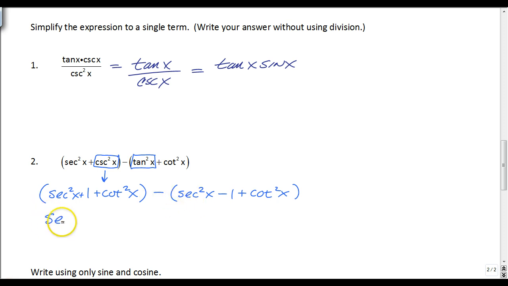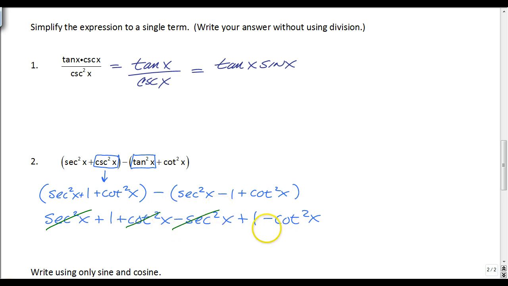So this is going to give you secant squared x plus 1 plus cotangent squared x minus secant squared x plus 1 minus cotangent squared x. And our positive secant squared and negative secant squared will cancel. Our positive cotangent squared and negative cotangent squared will cancel. And we're left with a positive 1 and a positive 1. So this all simplifies to the number 2. And that's it, you're done. There's nothing else you can do with this problem.